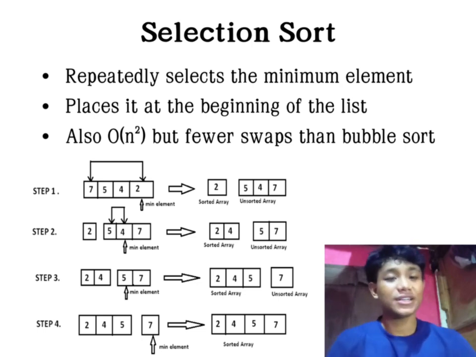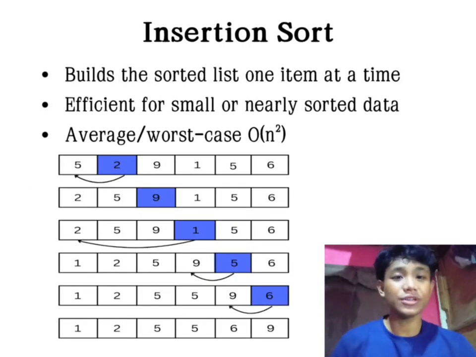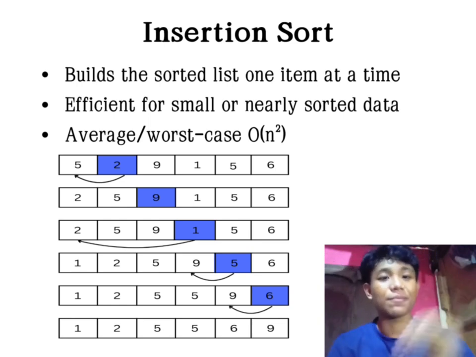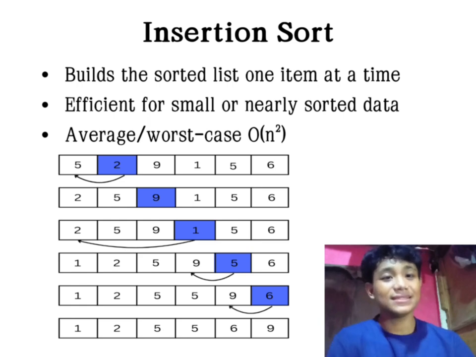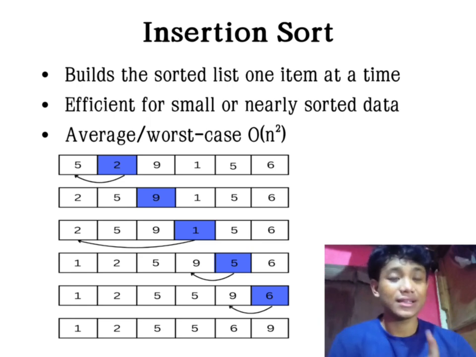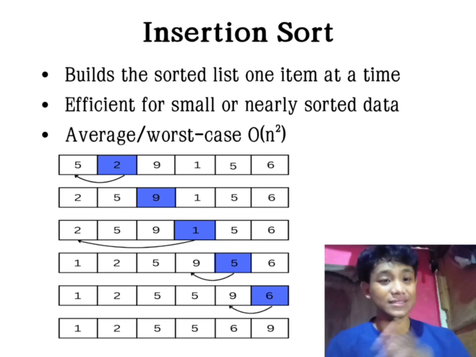And for insertion sort, the computer builds the sorted list step by step. It takes one number, then inserts it into its correct position in the sorted part. Yes, this is like how we arrange playing cards in our hand. This method works well for small or almost sorted data. This is an example.